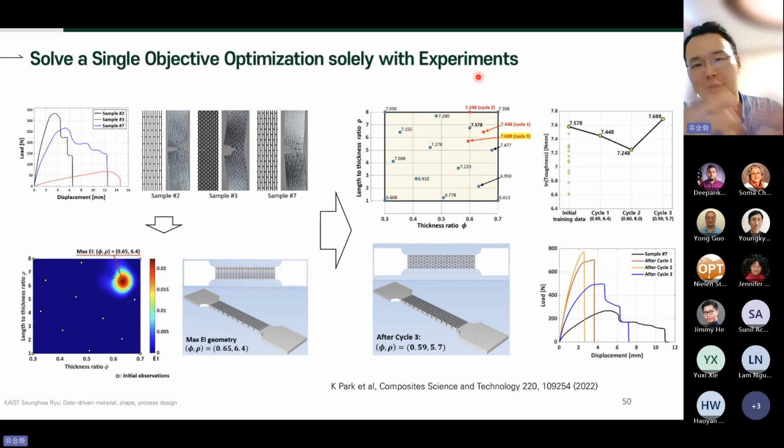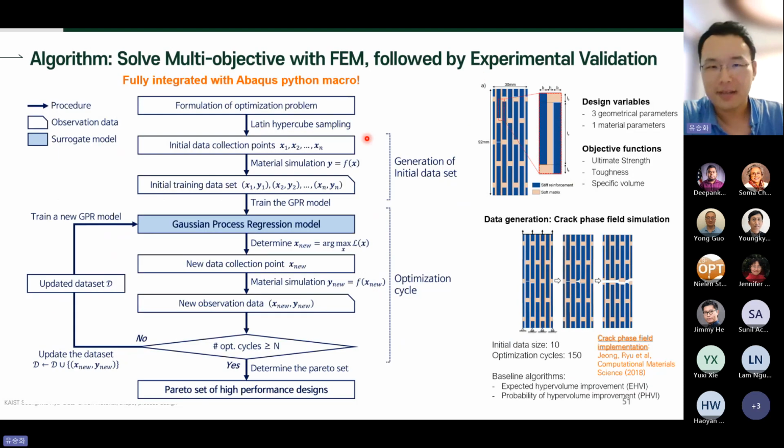And then to move on to a more complex one, we couple robotic arms with the MBO algorithm to do all of this automatically. And there are several national labs in Korea doing this kind of thing with robotic arms now. And then as a second way, we can solve the MBO multi-objective optimization with FEM and do experimental validation later. And we have a fully integrated Abacus Python macro with this MBO algorithm. So this Python macro automatically runs Abacus and changes the shape according to the suggestion of the MBO algorithm and finds the optimum automatically.